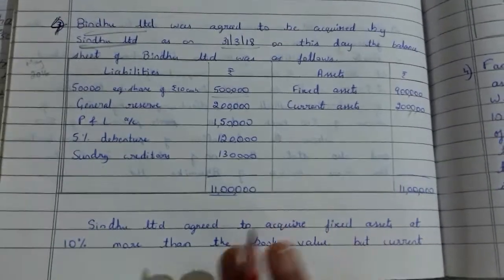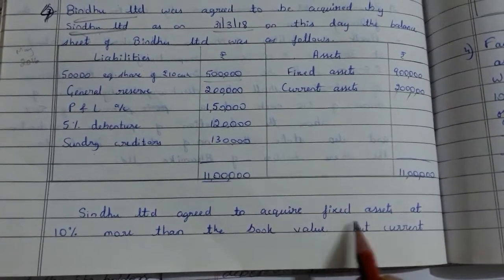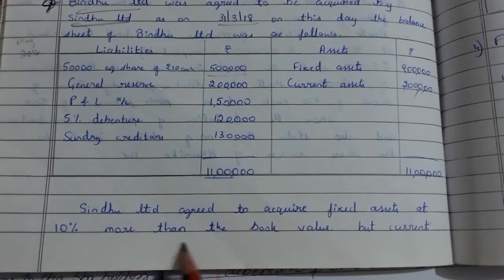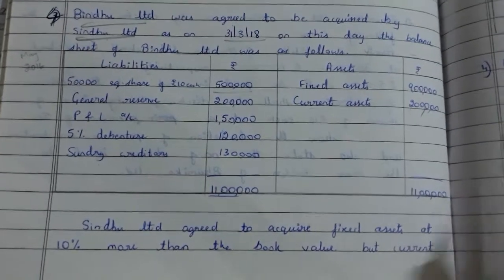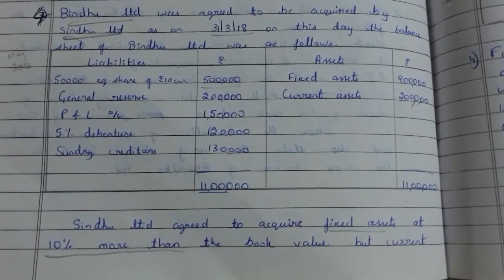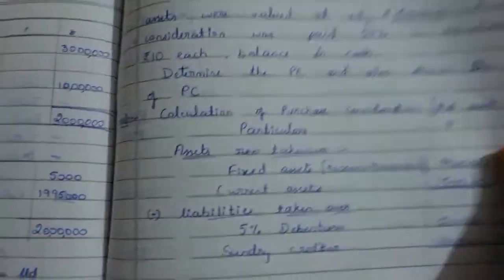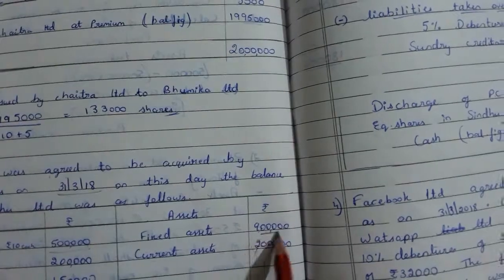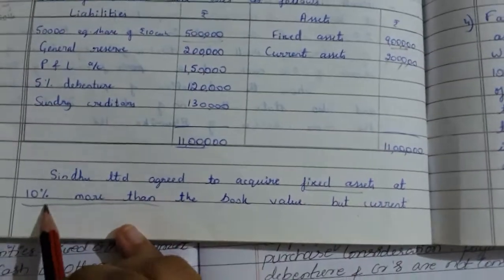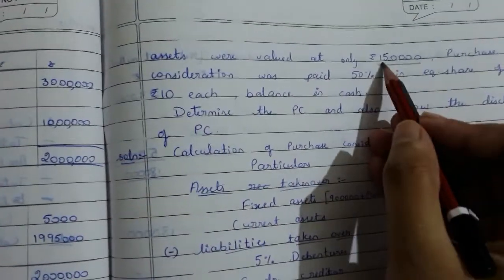So here the adjustments are given. Sindhu Limited agreed to acquire fixed assets at 10% more than the book value. So you can see the fixed assets value is given, and Sindhu is taking it at 10% more. But current assets were valued at 1,50,000. So fixed assets is 9 lakh rupees, taken at 10% more than the value, but the current assets value is 2 lakh rupees, and she is taking the current assets at 1,50,000.